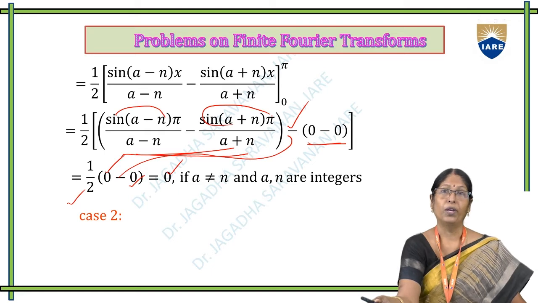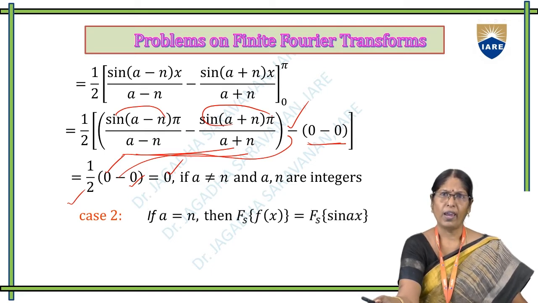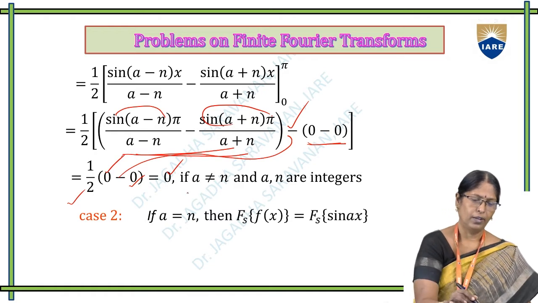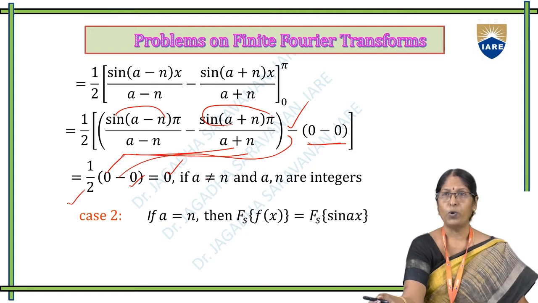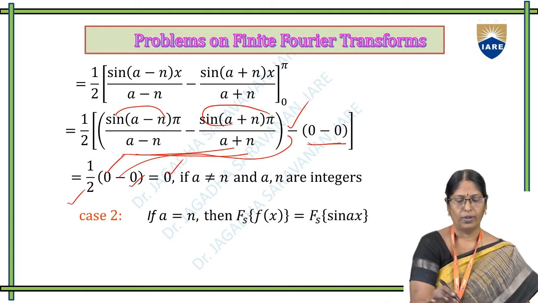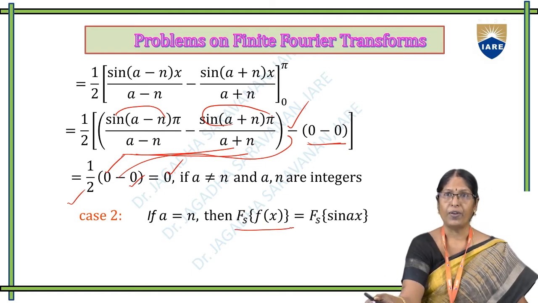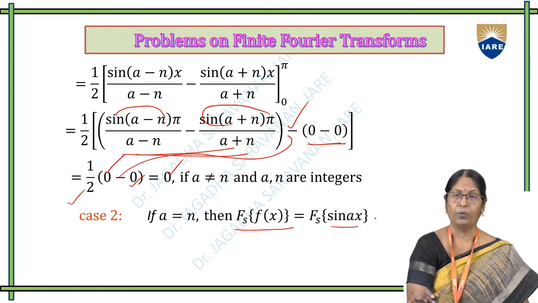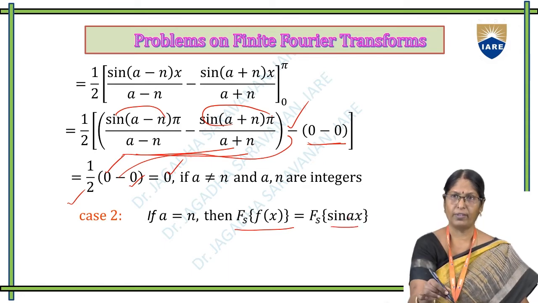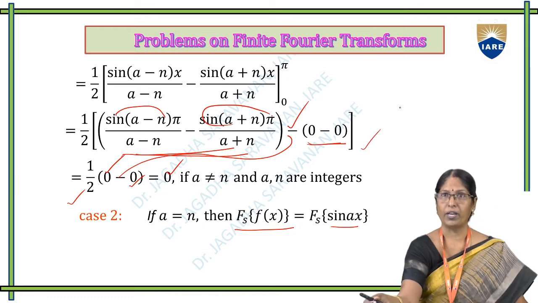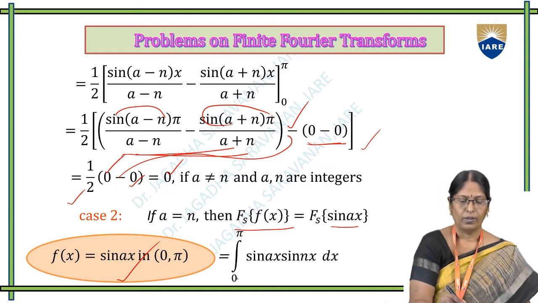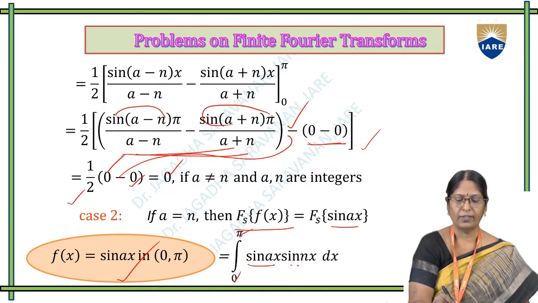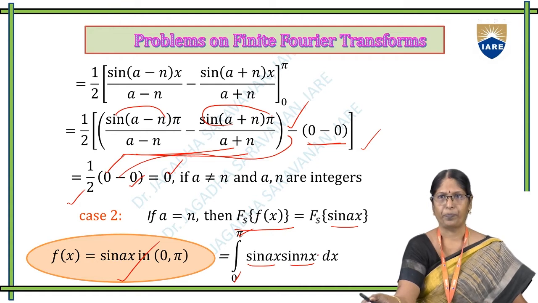Next, we will move to case 2. In the first case we concentrated on not equal. Suppose if they are equal, then how to do? So capital Fs of f of x, where our function is sine ax. That's what we did, case 1 we completed. So this is our function, 0 to pi sine ax sine nx dx.